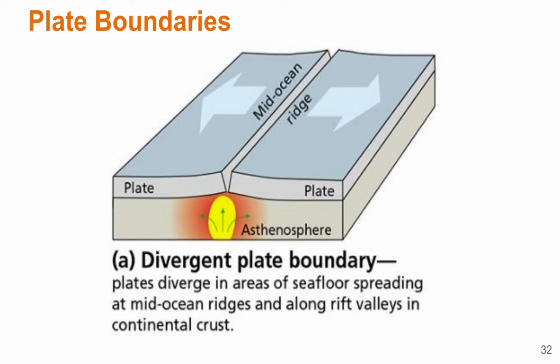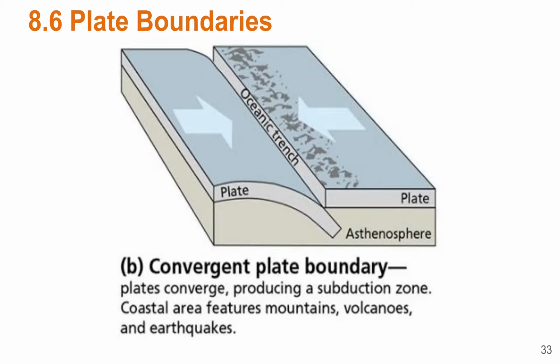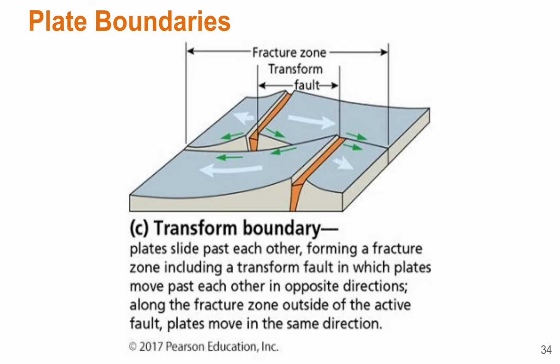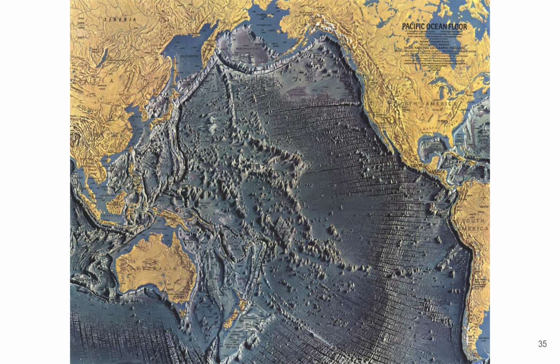I don't know why I've got another picture, but I do. Divergent boundary, they're coming apart. Convergent, they're coming together. Transform, they're just grinding past each other. Again, divergent boundary.